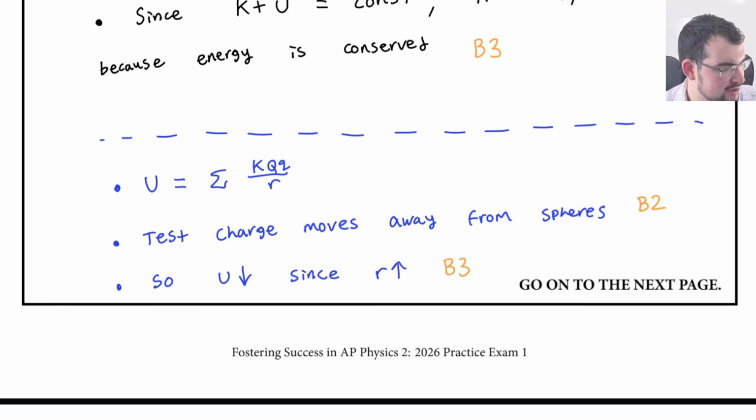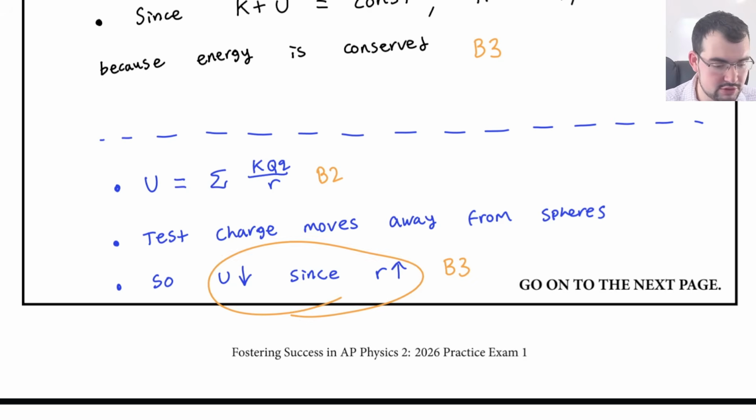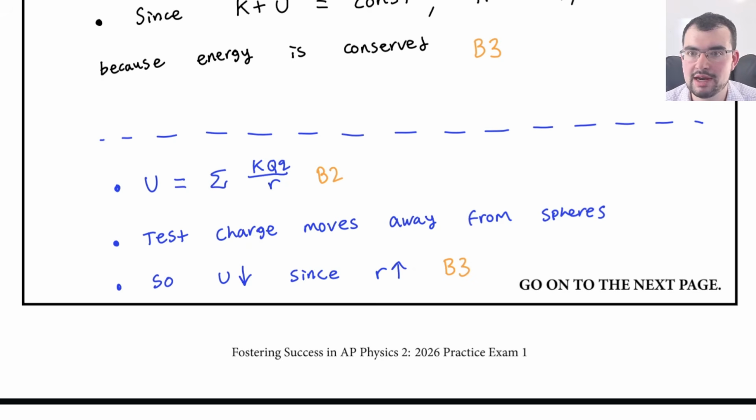I think in the rubric I originally said you have to say that the potential energy is positive, but I don't know if I like that. So we might retroactively change it just to say that you have to say that the test charge moves away from the spheres, or you have to reference a relevant potential energy formula. So I think just citing this formula along with moves away counts for B2 upon further analysis. And this is definitely B3, just saying that we have this inverse relationship. So I didn't think that was that bad.